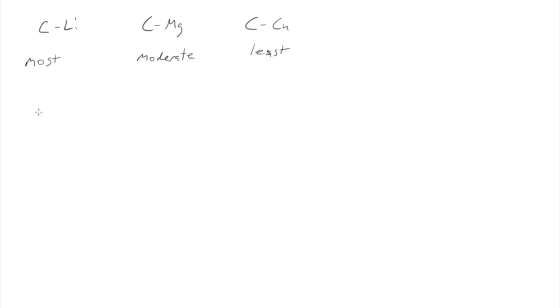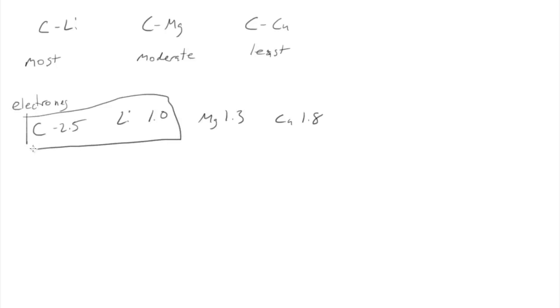Now there's a good reason for that, which gets back to one of our 5 main principles, which is electronegativity and polarity. So the electronegativity of carbon is 2.5, while lithium is 1.0, magnesium is 1.3, and copper is 1.8. So the great difference between carbon and lithium means that this bond is highly polar. It's very close to being a full carbon minus and a full lithium plus.